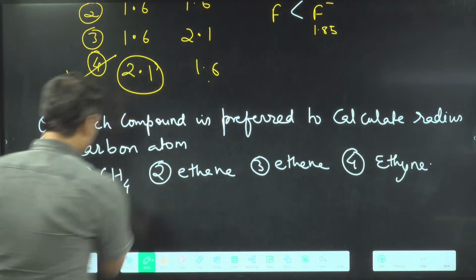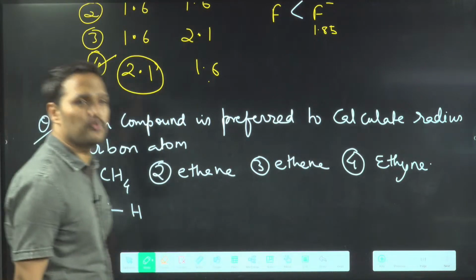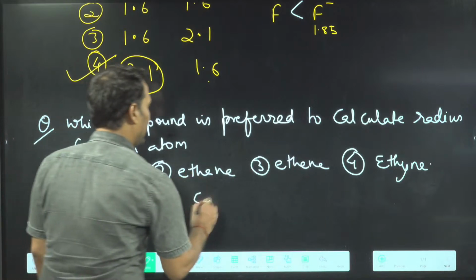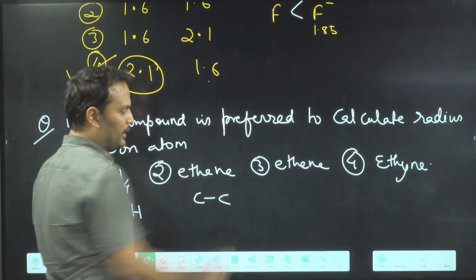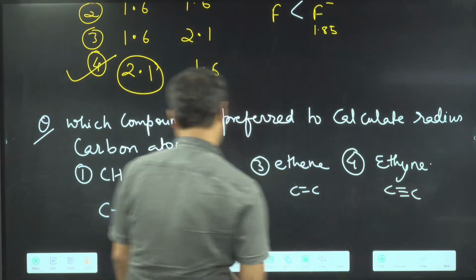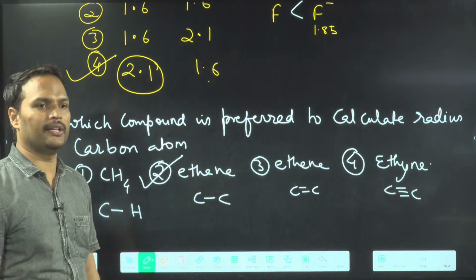So see, in methane you have a single bond, but it is a C-H bond, not a homoatom, it is a heteroatom. In ethane you have a C-C single bond. In ethene you have a C-C double bond. In ethyne you have a C-C triple bond. So I will prefer ethane. Getting the point?